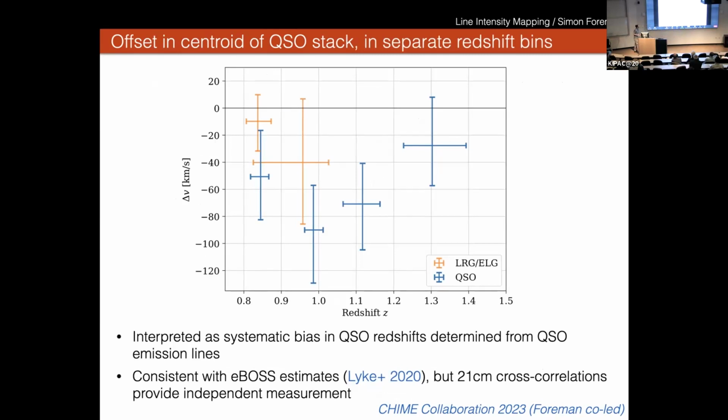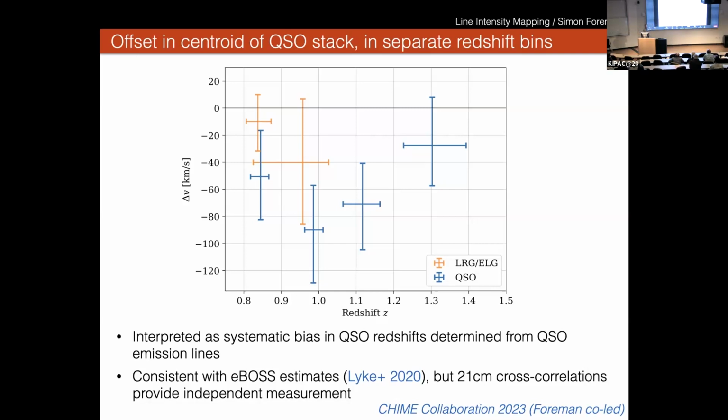We actually have enough quasars that we can split the catalog up into several redshift bins and measure this shift in a few different bins at a few sigma each. We interpret this as a systematic bias in the quasar redshifts from the eBOSS team that we've used for these analyses. And these redshifts are more or less determined from quasar emission lines. Actually, they're determined from some PCA fitting procedure to a bank of templates. But there's a lot of information about quasar emission lines in these redshifts that are provided by the eBOSS team.